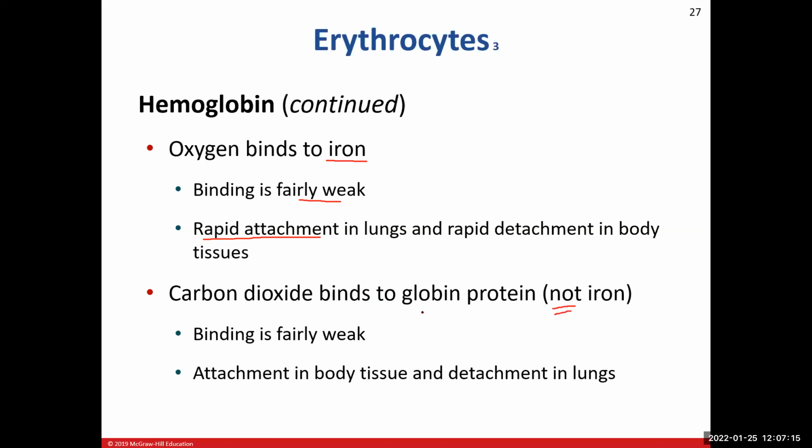Now, important to know, carbon dioxide does not, I repeat, does not bind to the iron. It's going to bind onto the globin protein itself. Again, weak, which is good, because everything's happening fast. Rapid attachment, right? So we want to detach that carbon dioxide from hemoglobin when we get into the lungs, so we can offload it, so you can exhale it and get rid of it. This is one of the few times you'll ever hear me say that weak binding is good.